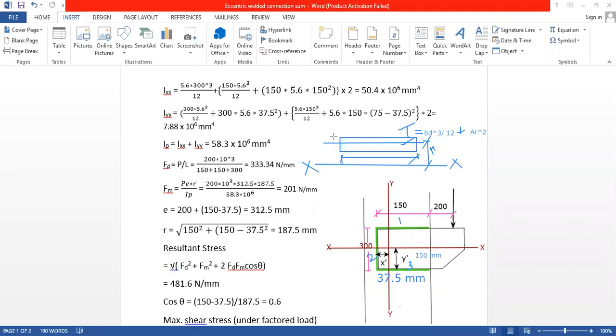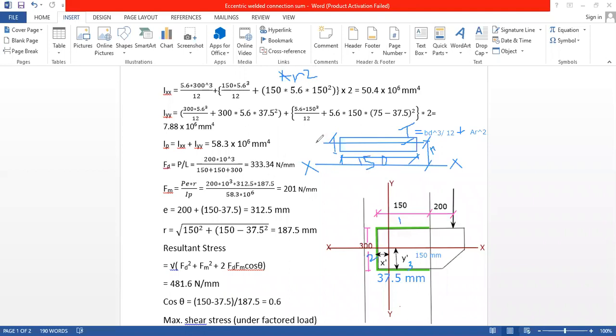Okay, this dimension I have assumed to be 5.6 mm. So 150 into 5.6 cube by 12, this is my BD cube by 12 portion, and this portion is my A R square. So what is A? A is nothing but the area. Area will be again this 150 mm.